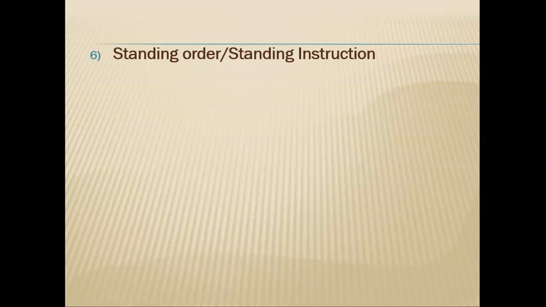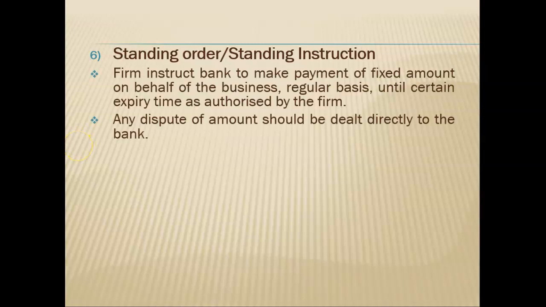Another reason is standing order, or normally in Malaysia we call it standing instructions. Standing instruction means that we instruct the bank to make a payment, usually at a fixed amount, on behalf of the business. And the payment is on a regular basis, meaning a monthly payment or a quarterly payment. However, the standing instruction has an expiry time. So there is a last date when the instruction will be stopped and authorized by the bank. And the instruction is made by the firm, the business, and the bank. So it actually involves two parties.